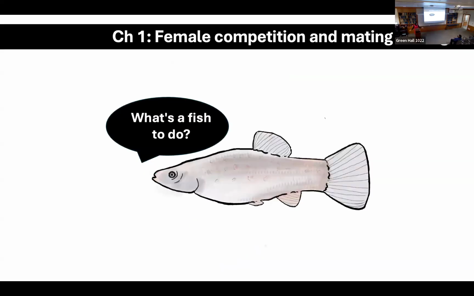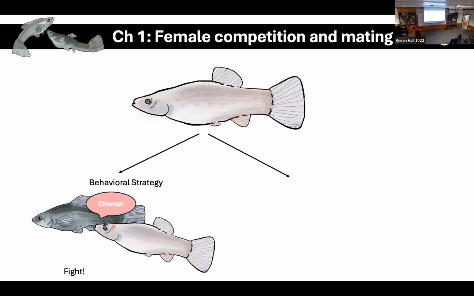What's a fish to do? So she has this situation where she needs to get sperm, but really it's maybe not in the male's best interest to mate with her. And I think maybe she can do a number of things. Maybe she can use a behavioral strategy. She can try to be aggressive against females of his own species. And maybe that will drive away females. Maybe that'll give her direct access to the males.